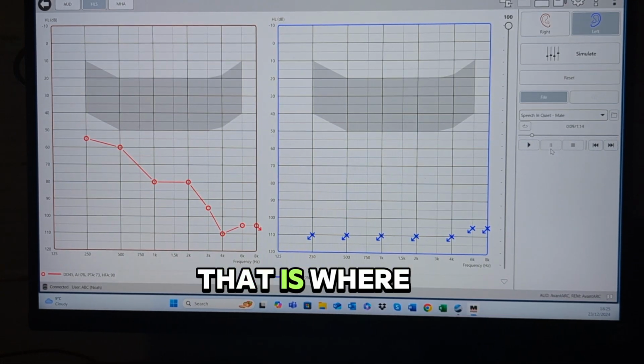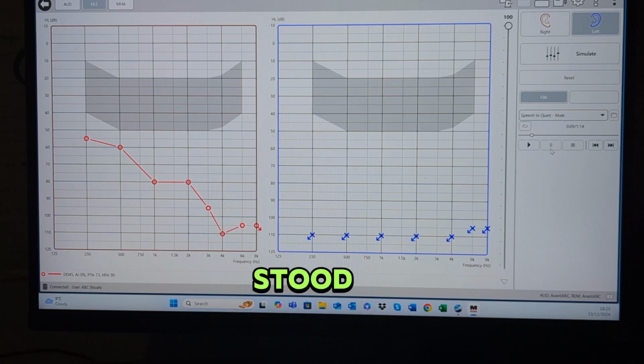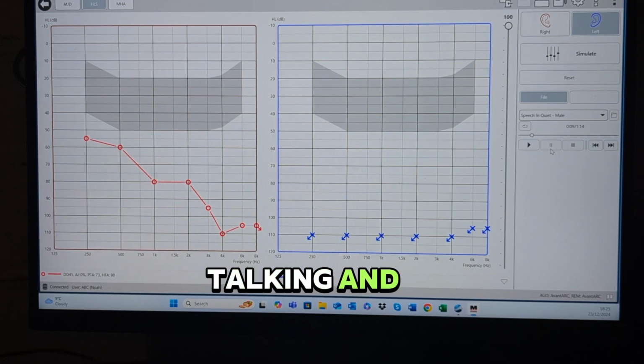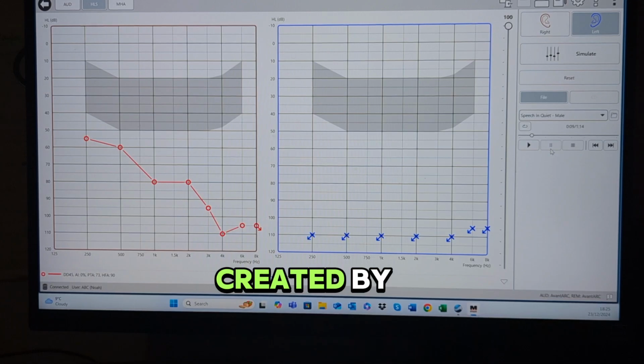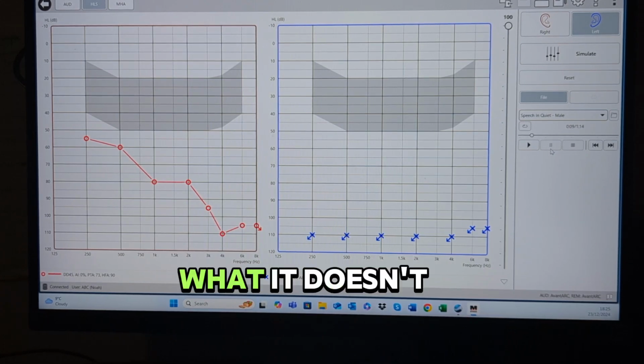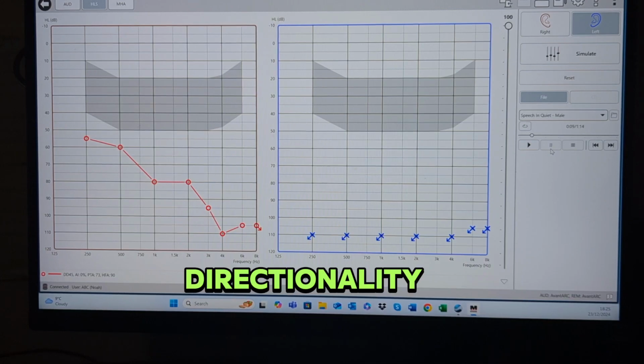That is where somebody stood to the left side talking and the right side has the hearing aid, there's still that shadow created by the left side of the body. But if the microphone is there, it picks up the voice and transmits it wirelessly to the right ear. So it does give awareness of speech. It's easier to cope in group conversations. But what it doesn't do, it doesn't give back directionality.